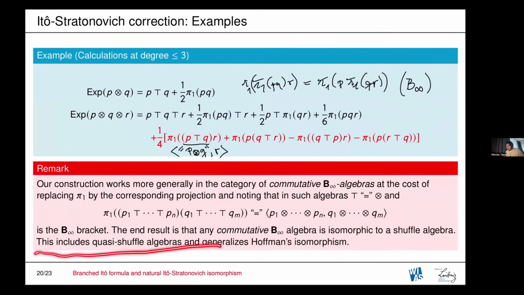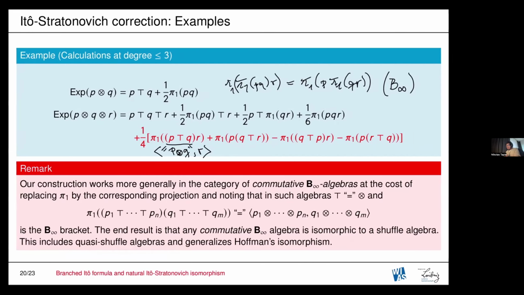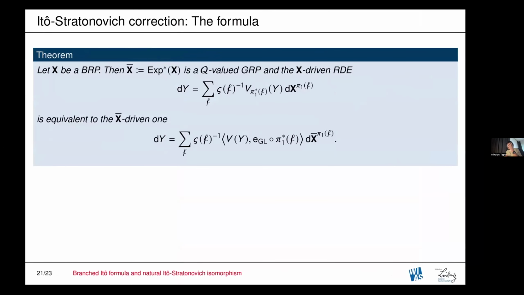And again, just to reiterate, quasi-shuffle algebras are an example of commutative B infinity algebras, although a very simple one. And this means that our map really generalizes Hoffman's isomorphism to all B infinity algebras. Okay, and results, I'm just going to briefly go over them because I'm already over time. So you can convert, as promised, between a branched RDE, now with drift even, to a geometric RDE, so a Stratonovich differential equation with some modified vector field. The vector field that was put here got transformed by the pi1 and the Eulerian idempotent into a different set of vector fields, but now the equation is driven by a Stratonovich integral.